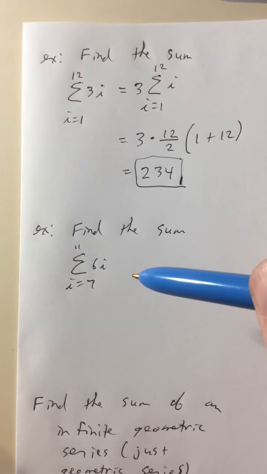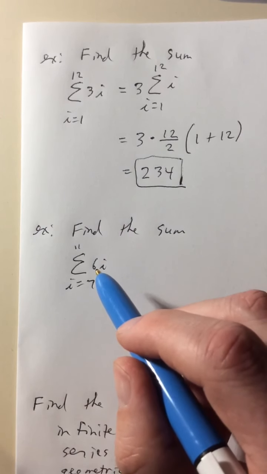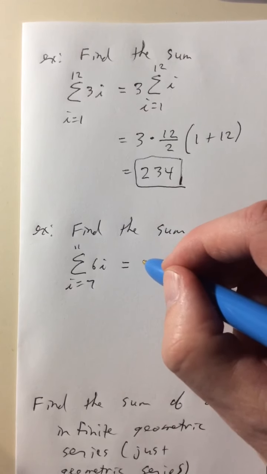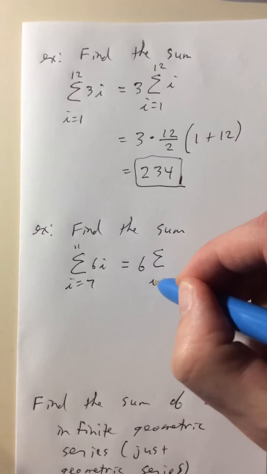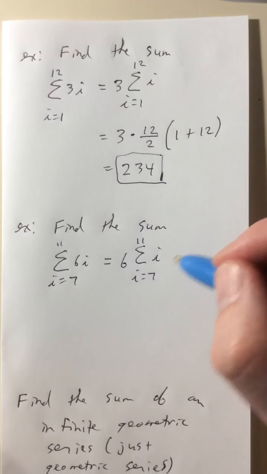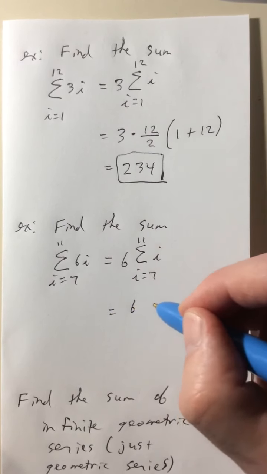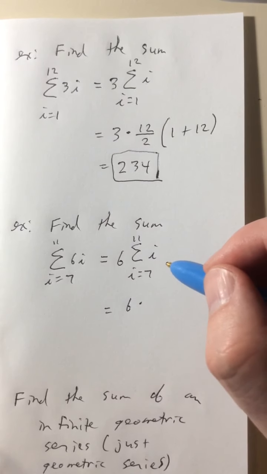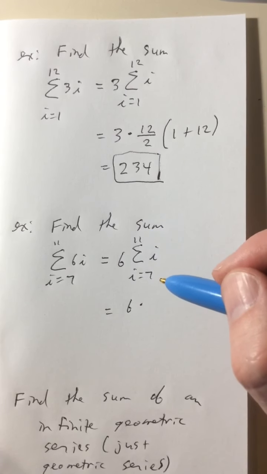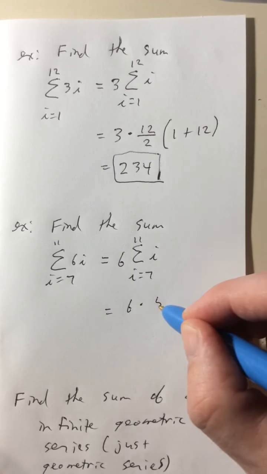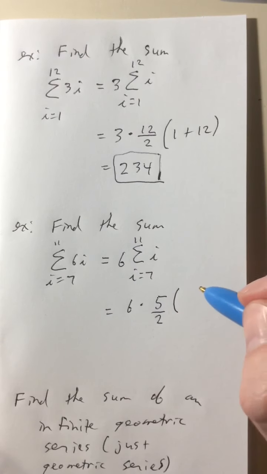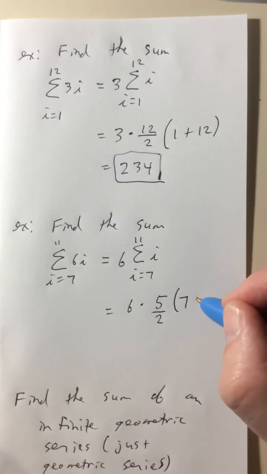So, yeah, we're going to factor out the 6. We're going to kick the 6 out onto the other side there. So we have 6 times the sum of I equals 7 to 11 of I. And so we know that's going to be 6 times n over 2, but in this case n is going to be not 4, but rather 5. So it's going to be 5 over 2 times the first term plus the last term.